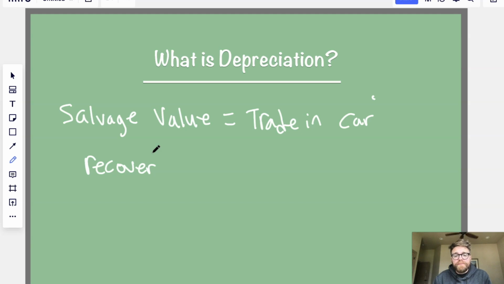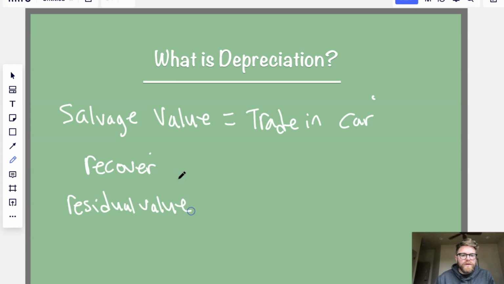It's what you can trade it in for. That's what salvage value means in accounting. So if someone buys a piece of equipment and they have a salvage value or a residual value, that's another name for it, residual value, then they can take that. It's what the car is worth basically at the end of its life. That's what they call it in accounting as well for equipment, for buildings, whatever that building is worth at the end of its life. And in calculations, most of the time, you deduct that value from the cost. There are some exceptions, and we'll go over that. But that's salvage value in a nutshell.